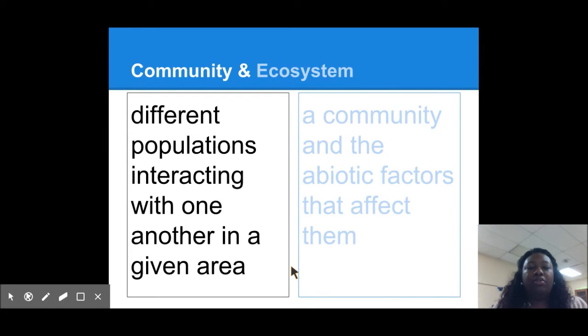Then we have our ecosystem, a community and the abiotic factors that affect them. We're going to talk about abiotic shortly, but just know the difference between the community and the ecosystem.